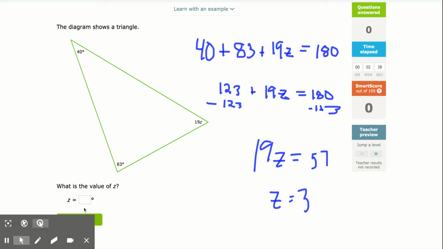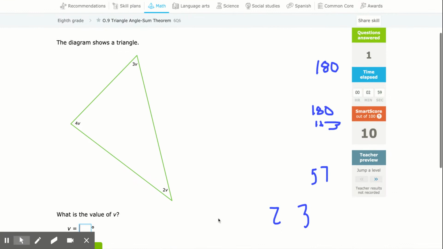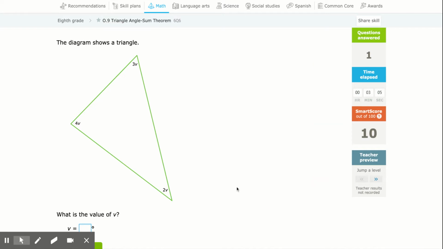And it's asking for the z value, not the value of the angle. The actual angle measure is 3 times 19, or this 57. So we found the total value of 19z, which is 57, the angle measure, but it asks for the value of z. So now, these are going to get more and more variables, but it's no different. All you will do is take the time to quickly write down that equation.